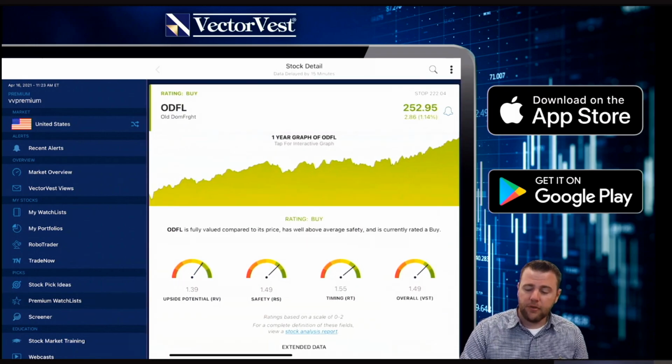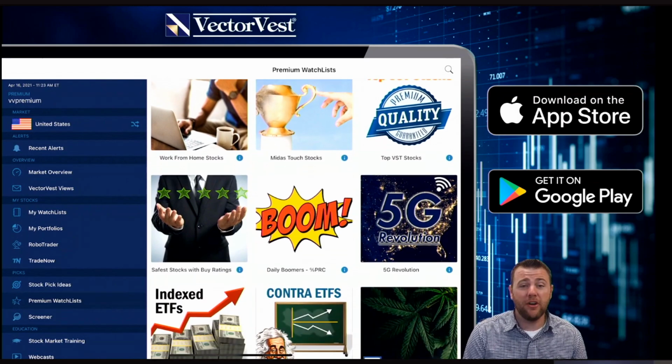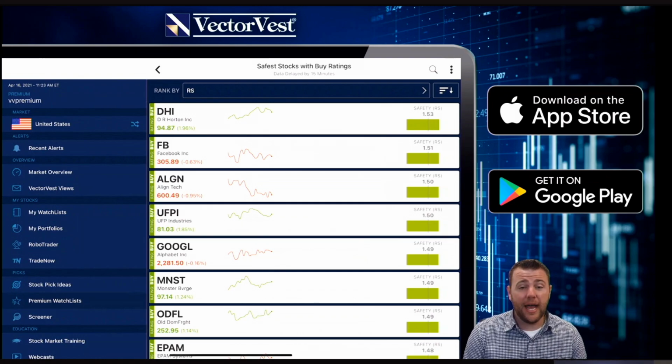All right, so that's great for a swing trader, but what if you're not a swing trader? What if you're somebody that is just looking for consistency, less risk, maybe a dividend here or there as an extra bonus, but just looking for consistency? Well, right below here in the premium watches, we have safest stocks with buy ratings. So if we go ahead and take a look at that, DHI, DR Horton coming into the list, and you'll notice this list is a little different than what we just looked at. This list is sorted by RS or relative safety.